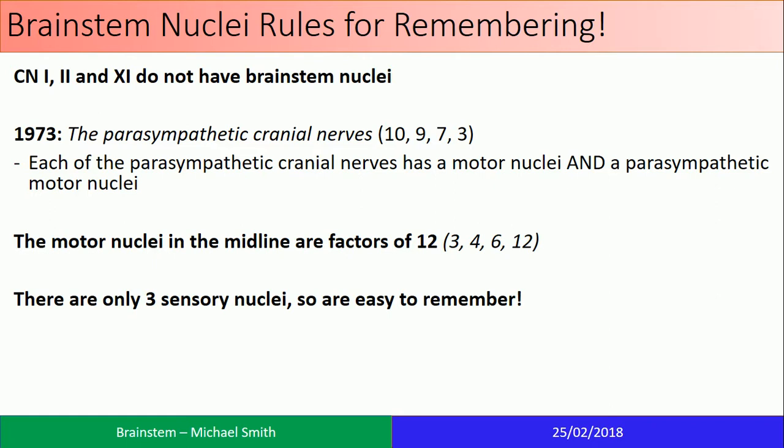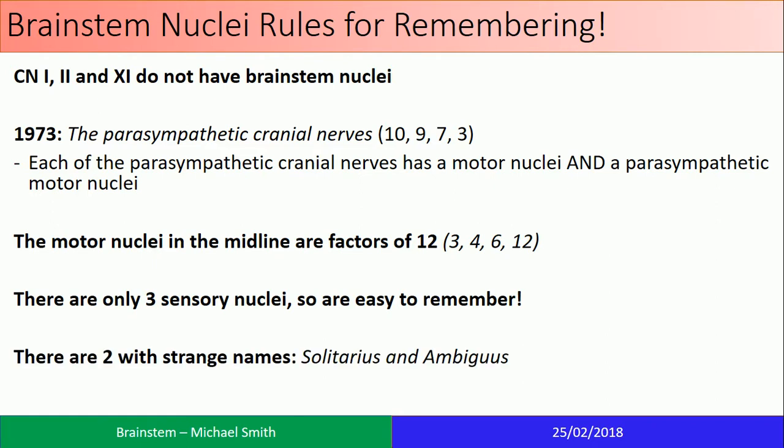On the sensory side, we've only got 3 nuclei, so that's a much easier diagram to remember. And we have 2 of our main nuclei which have slightly odd names, and these are our nucleus solitarius and our nucleus ambiguus. And it's easier to remember that solitarius is the sensory one because they both start with an S.